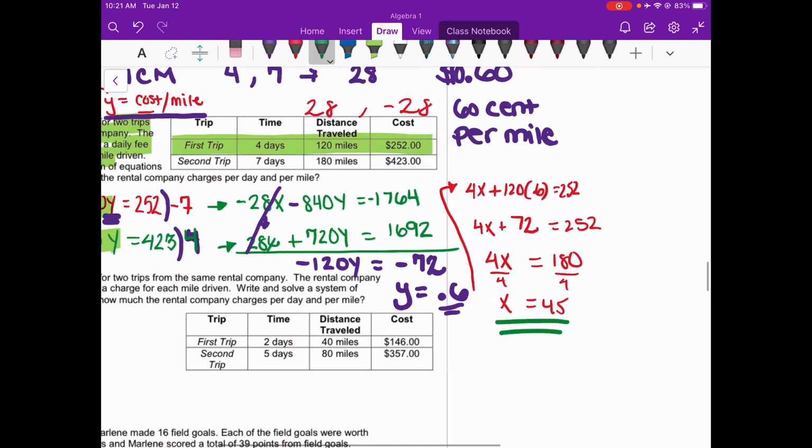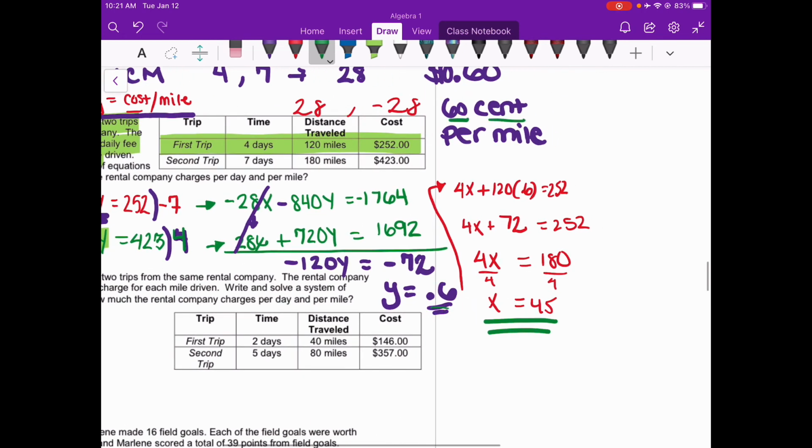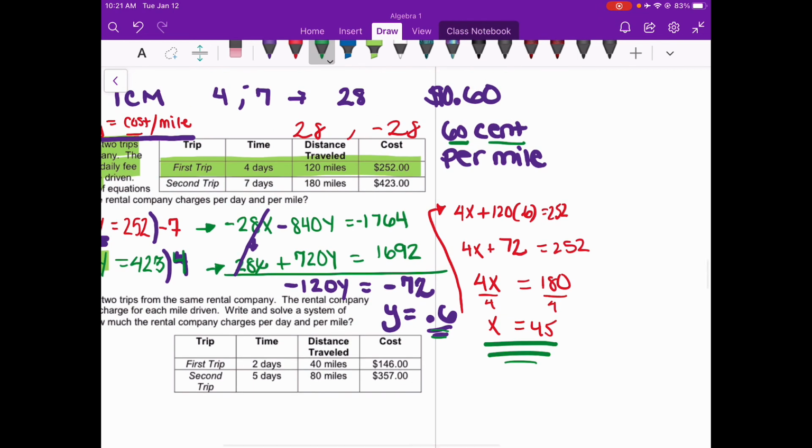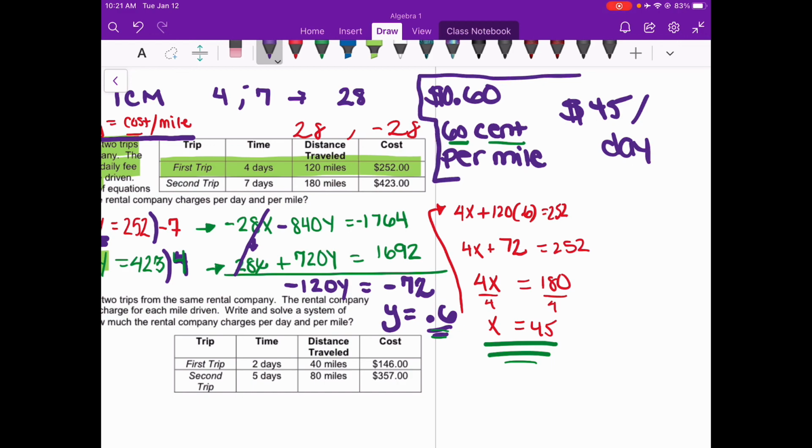Be careful here because we said 60 cents because this was a decimal. This is referring to dollars. So we know per day, because x was the cost per day, it will cost $45. And that's your final answer here.